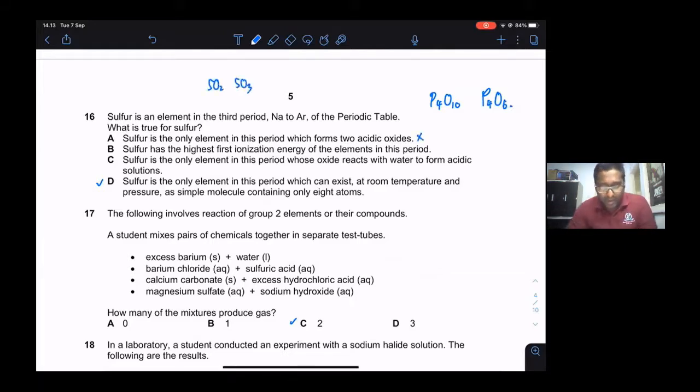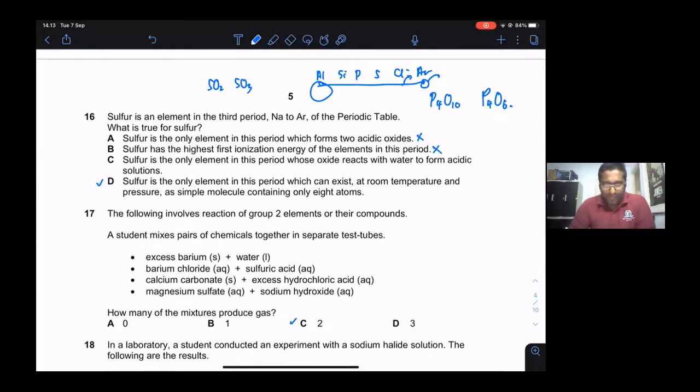Sulfur has the highest first ionization energy of the elements in the period. So you need to remember, if you have aluminium, silicon, phosphorus, sulfur, you have chlorine and argon after that. As you go across the periodic table, size will become smaller and smaller. So if you are looking for ionization energy, of course, the ionization energy of chlorine and so on will be greater than sulfur. So I don't agree that this is going to be the highest.